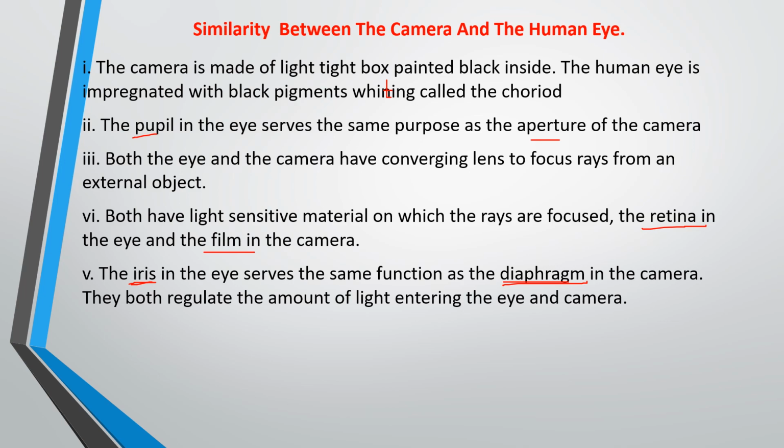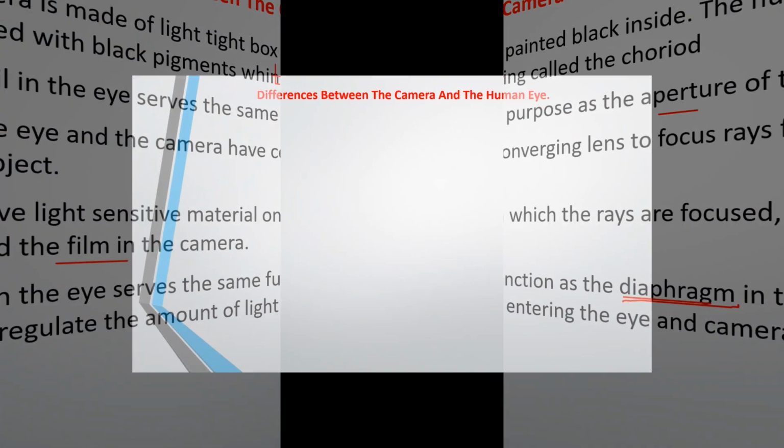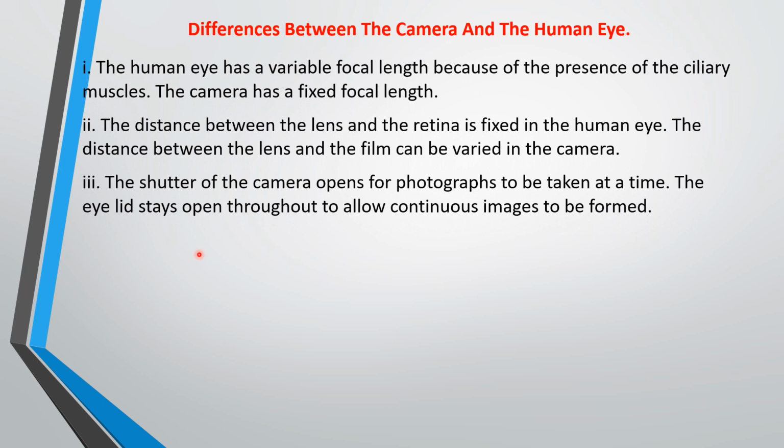What are the differences? These are some of the few differences. The human eye has a variable focal length, which means the focal length of the human eye can change, while the focal length of the camera is fixed. The distance between the lens and the retina is fixed in the human eye. For the camera, the distance can be adjusted.